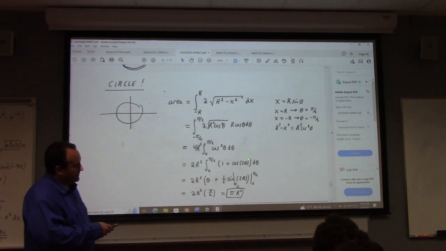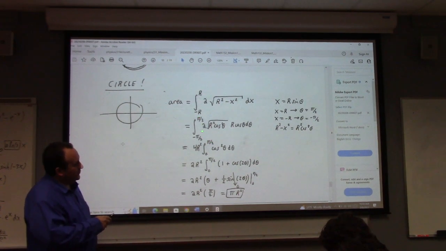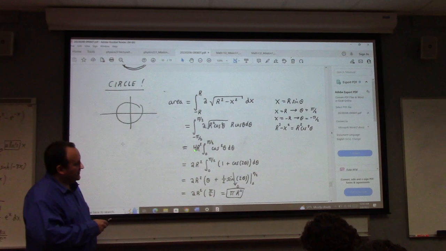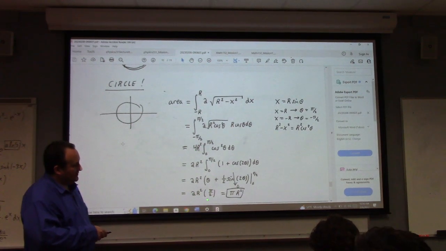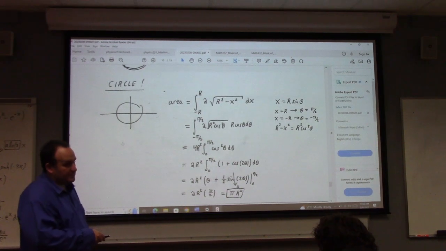1 integrates to theta, cosine 2 theta integrates to 1/2 sine 2 theta, and then you have to evaluate from 0 to pi. Notice I traded my minus pi over 2 to pi over 2 integral for double the integral from 0 to pi over 2, right? That's a trick that's available to us when we're integrating something that's even. And of course, cosine squared is an even function of theta, so I can do that trick, which saves me some calculation. And anyway, surprisingly, or hopefully not, the area of a circle is pi r squared.